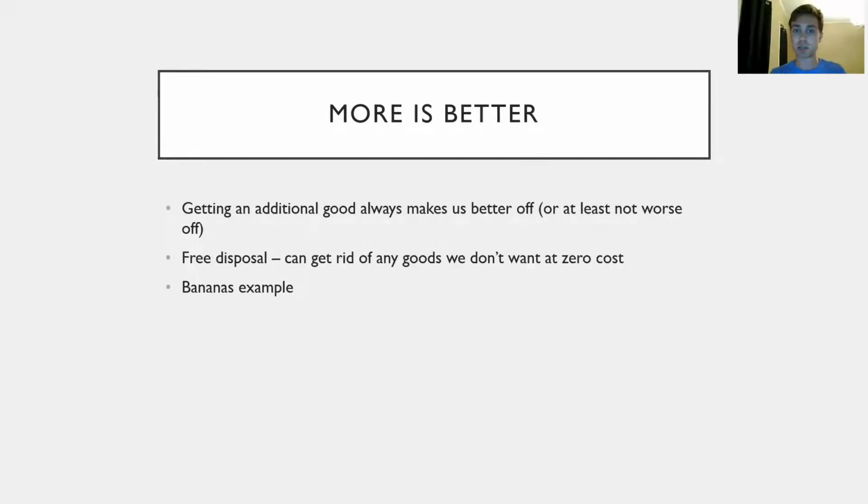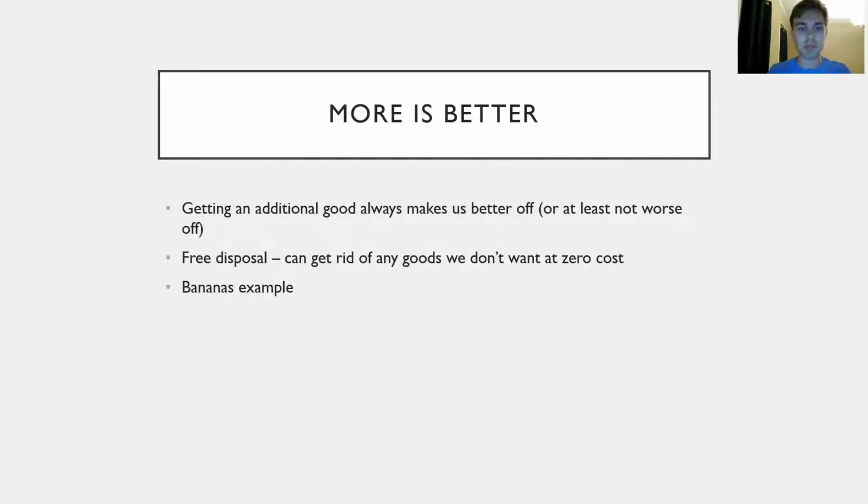Okay, so the next assumption is pretty easy to swallow. It's more is better. So basically getting an additional good always makes us better off, or at the very least, it doesn't make us worse off. And so we're going to use this tool called free disposal. This is kind of a sub-assumption for this. And basically this means that if we have excess of a good that we don't want, we can dispose of it at 0 cost. So think about bananas, for example.